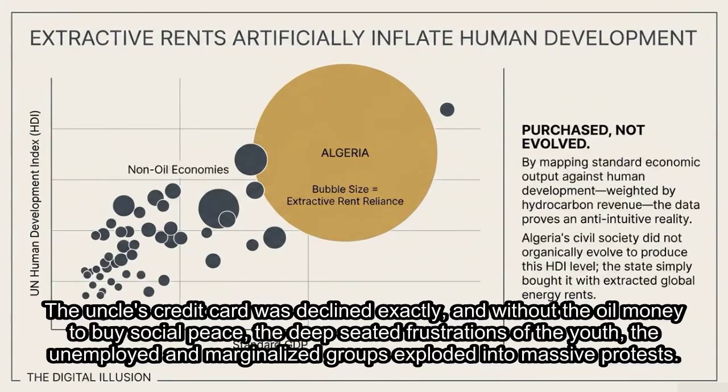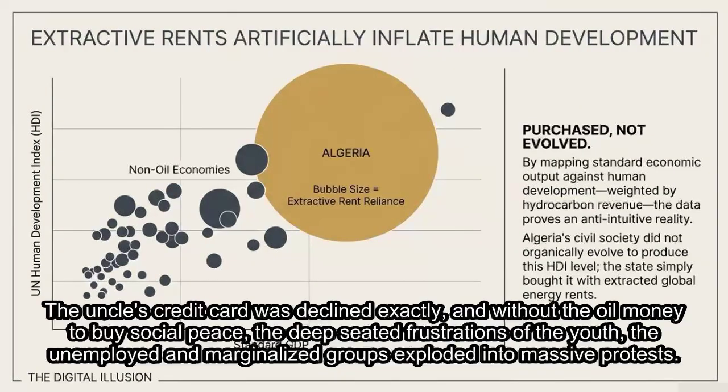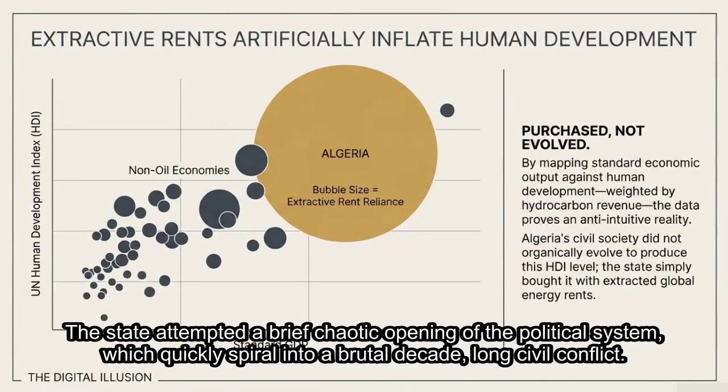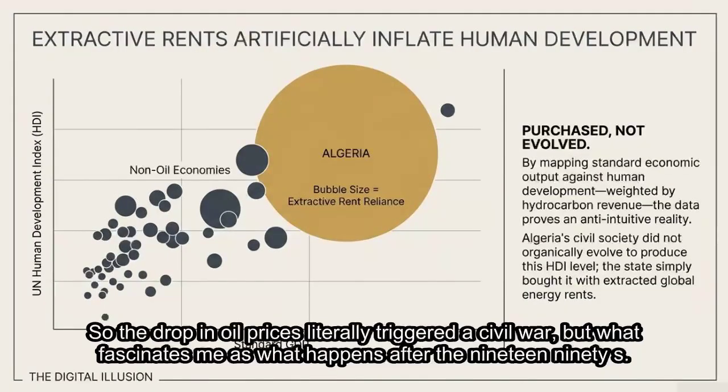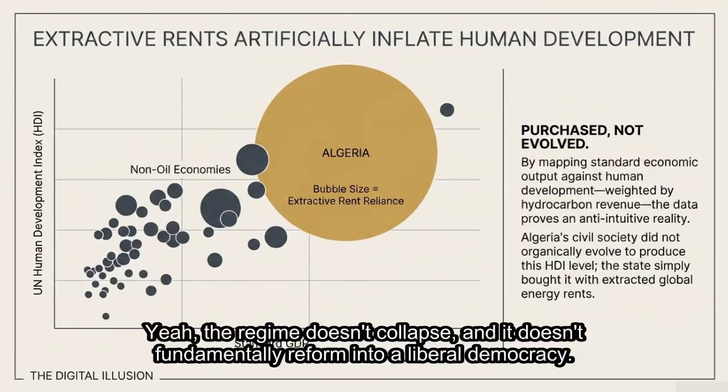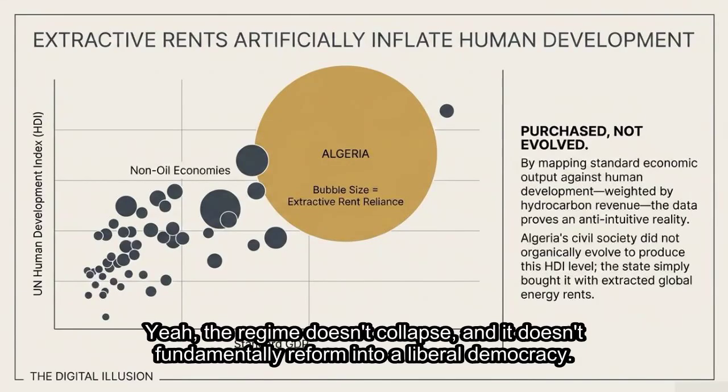The uncle's credit card was declined. Exactly. And without the oil money to buy social peace, the deep-seated frustrations of the youth, the unemployed, and marginalized groups exploded into massive protests. The state attempted a brief, chaotic opening of the political system, which quickly spiraled into a brutal, decade-long civil conflict. So the drop in oil prices literally triggered a civil war.